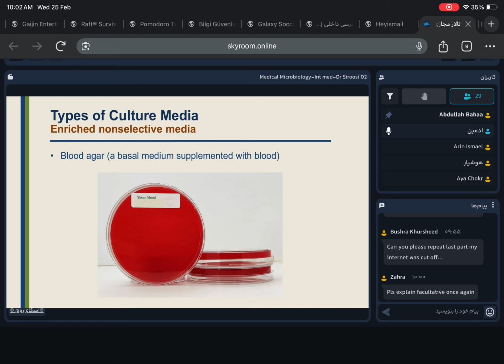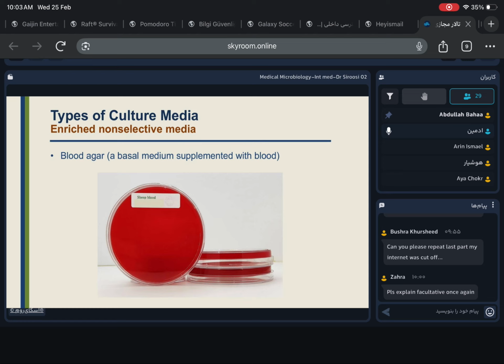You're seeing a petri dish or a plate which contains blood agar here. There is this basal culture medium inside this container, which is supplemented with blood. So basically, we add sheep blood into this type of culture medium, and we have blood agar. So blood agar is able to support the growth of many bacteria because there are no inhibitors inside this type of culture medium.